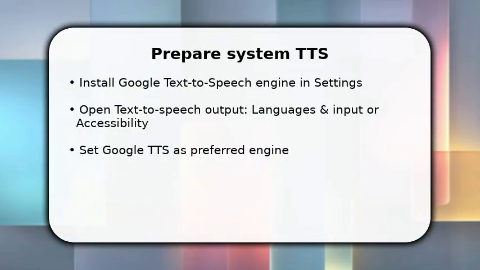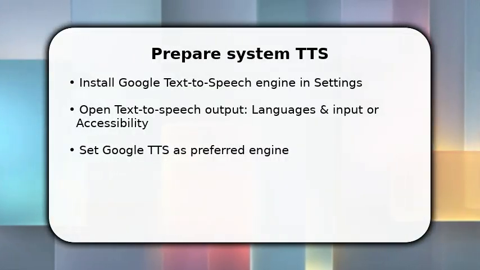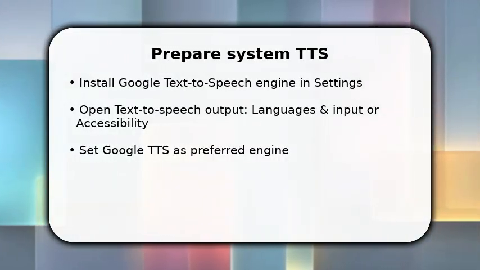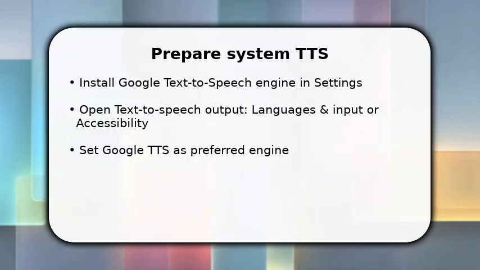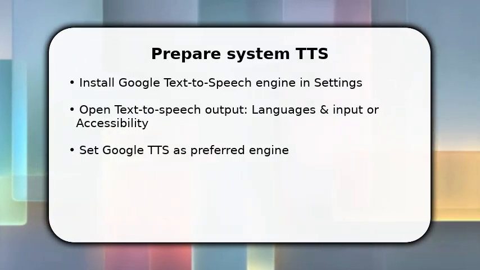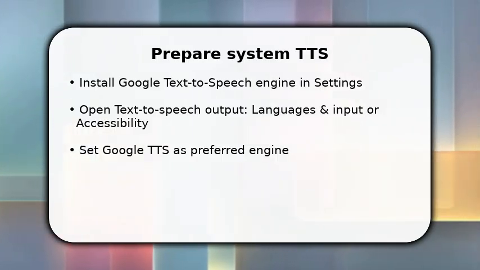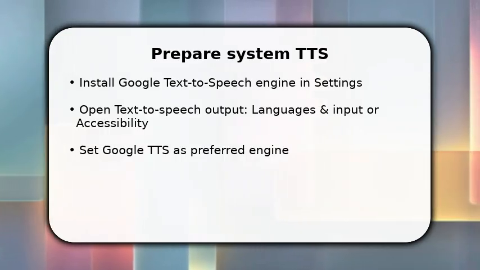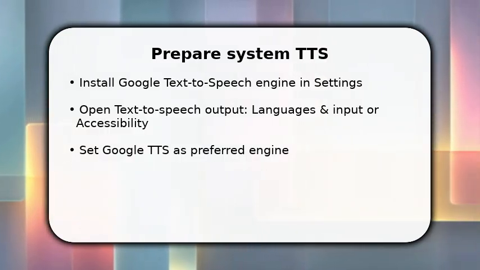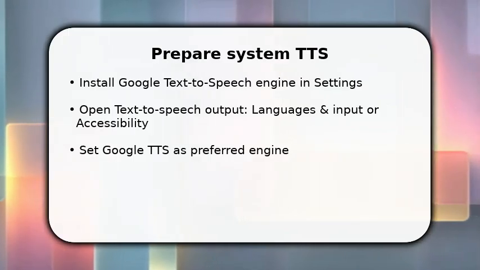You start by preparing the system's speech engine, so Translate uses a male voice. Open Settings, go to Languages and Input or Accessibility, then Text-to-Speech Output. Make sure Google Text-to-Speech is selected as the preferred engine. Once done, tap the engine settings to install voice data for the language you want.